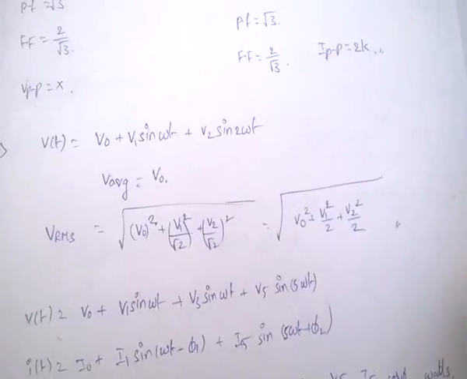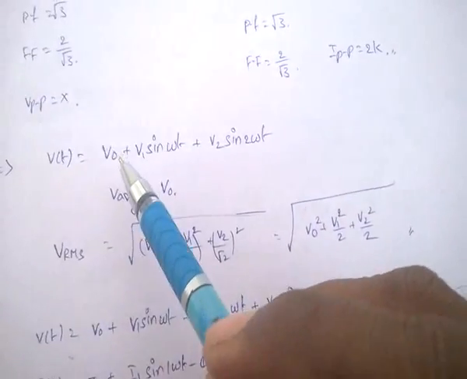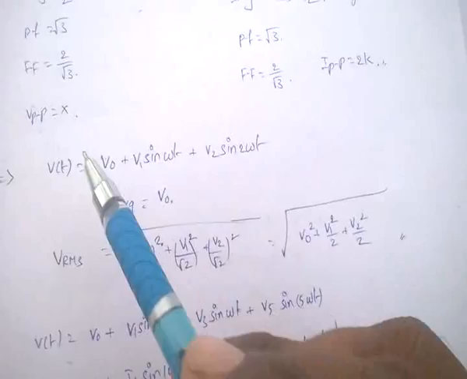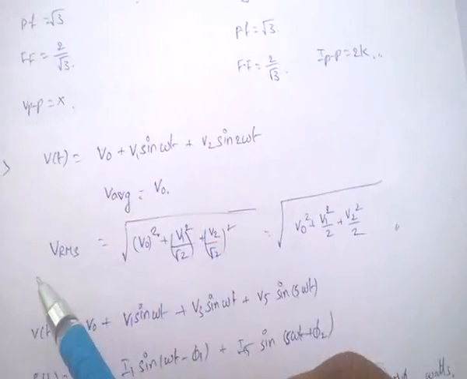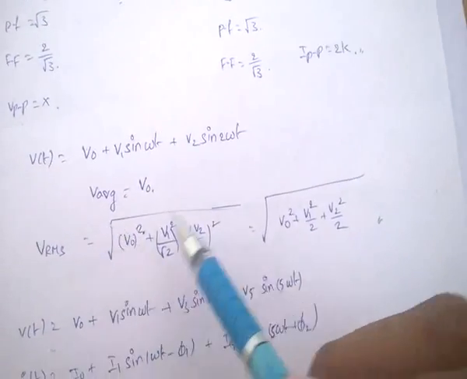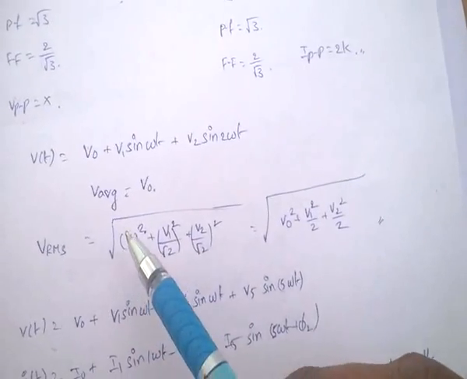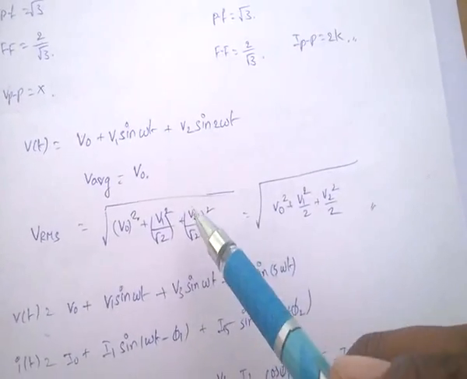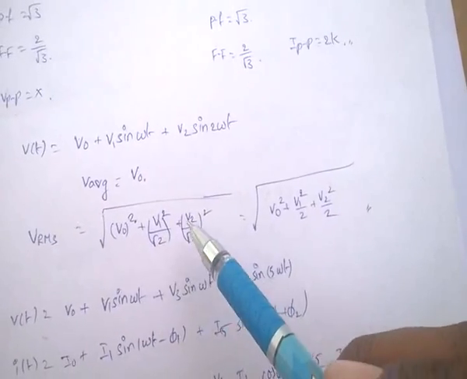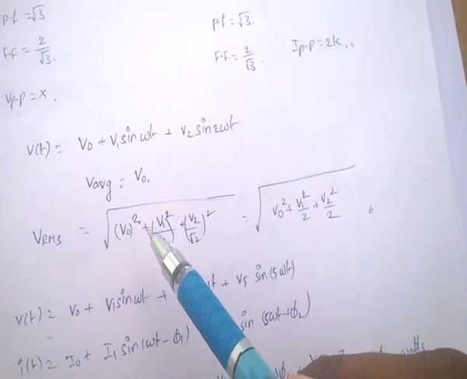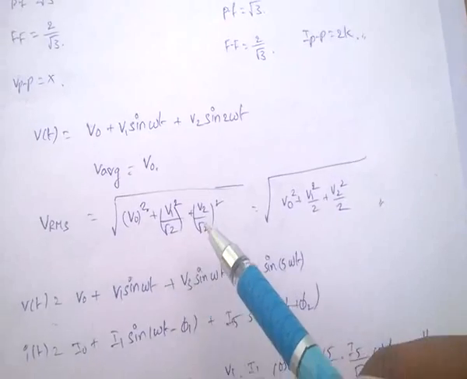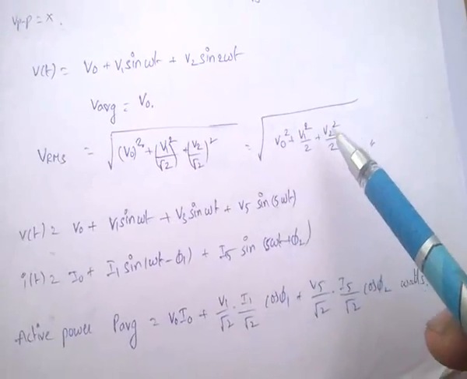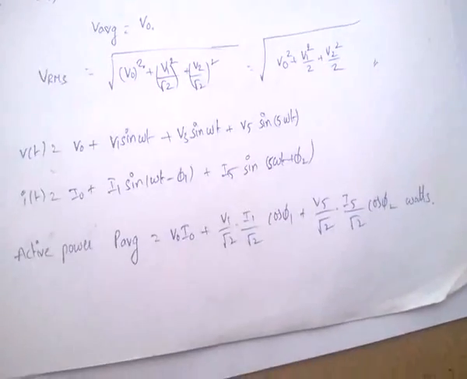Here the equation is v of t equal to V0 plus V1 sin omega t plus V2 sin 2 omega t. For this, V average equal to V0, and Vrms equal to the root mean square, that means root of V0 square plus (V1 by root 2) whole square plus (V2 by root 2) whole square. Here V1 by root 2 and V2 by root 2 are RMS values. So this is nothing but root of V0 square plus V1 square by 2 plus V2 square by 2.